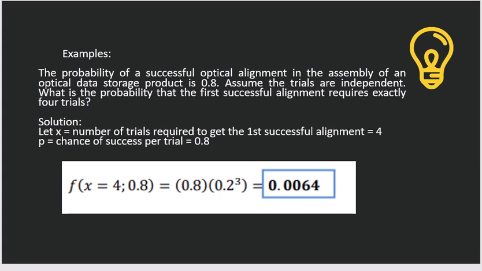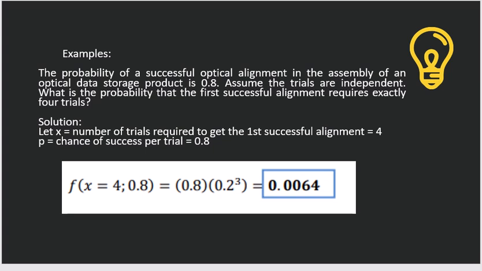The probability of a successful optical alignment in the assembly of an optical data storage product is 0.08. Assume the trials are independent. What is the probability that the first successful alignment requires exactly 4 trials? So let x, the number of trials required to get the first successful alignment, be 4, as indicated, and the chance per trial is 0.08.